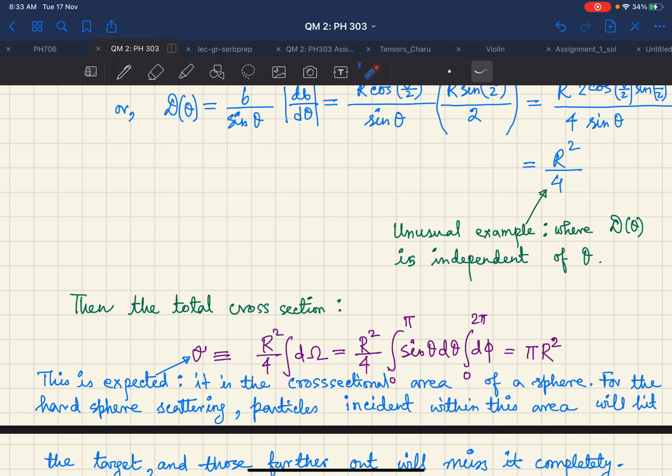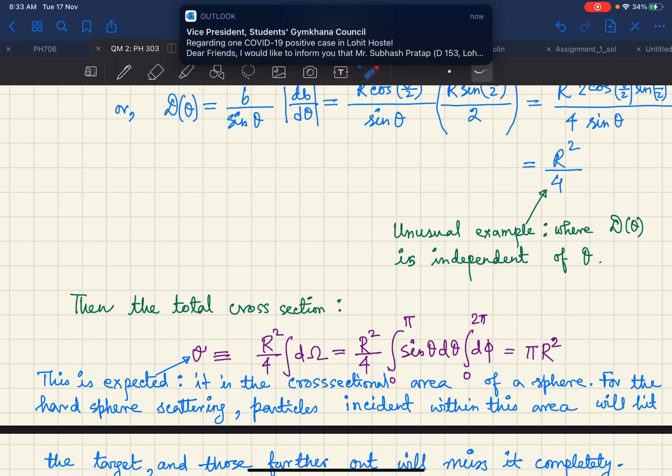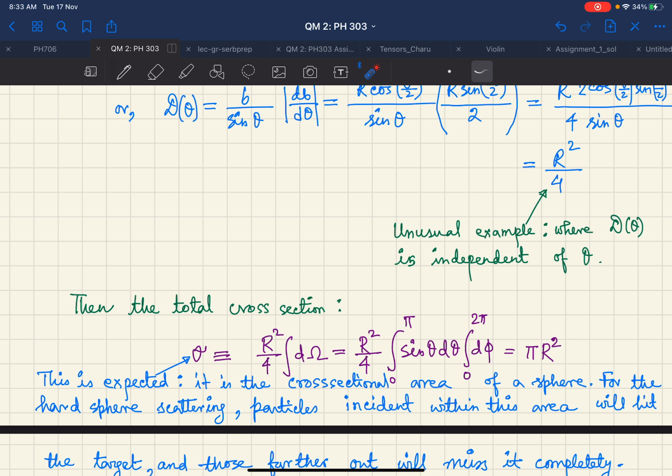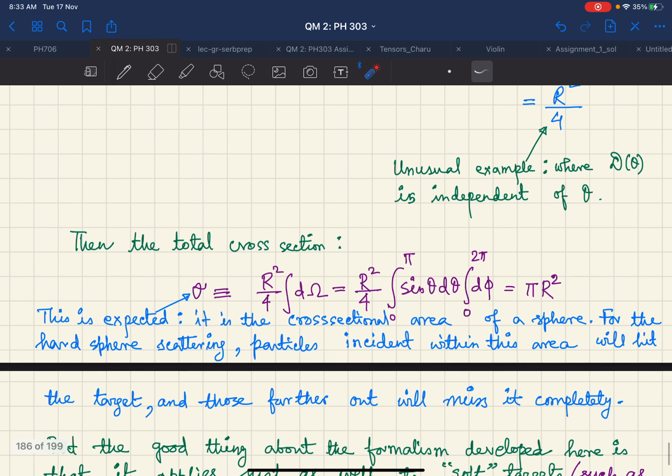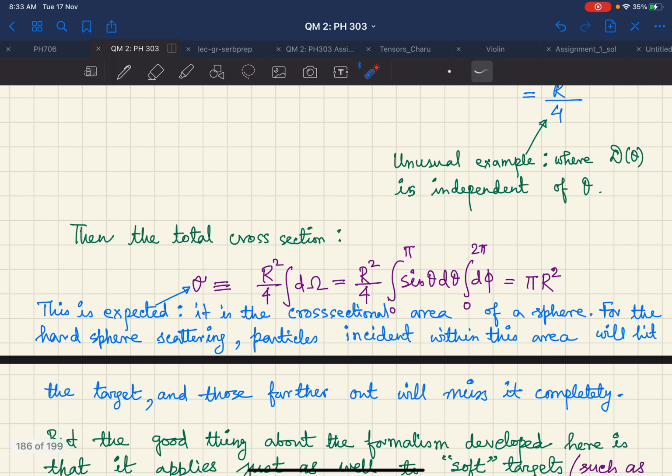But isn't that expected? It is expected because it is the cross-sectional area of a sphere for the hard sphere scattering. Particles incident within this area will hit the target and those further out will miss it completely. So this is somehow understandable.